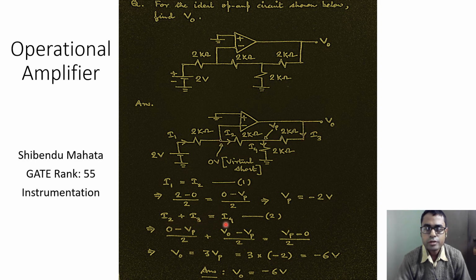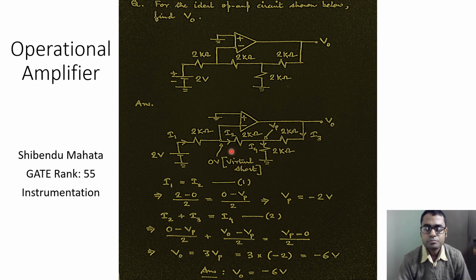This is again a relation from KCL, and as before, if we go ahead with framing the expressions for I2, I3 and I4 in terms of voltage and resistance relationship, we can write I2 as 0 minus Vp divided by 2 kilo ohms. I3 can be written as V0 minus Vp by 2 kilo ohms, and finally this current I4 can be written as Vp minus 0 divided by 2 kilo ohms.